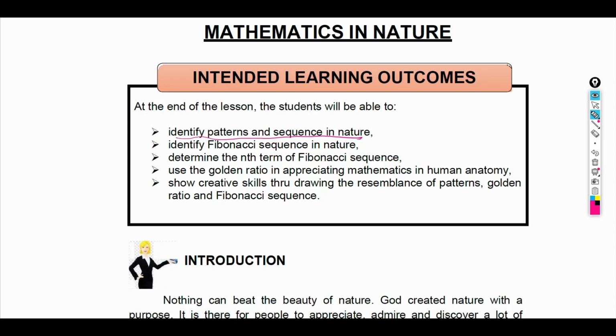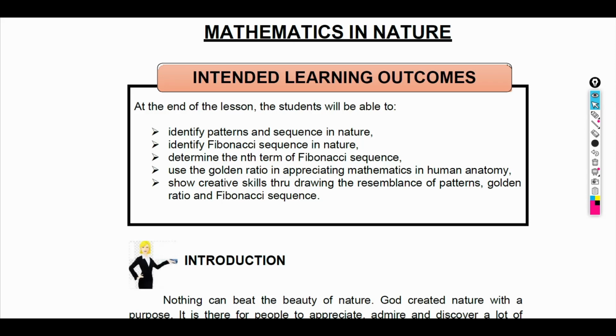And then, identify Fibonacci sequence in nature. Determine the nth term of Fibonacci sequence. Use the golden ratio. What is this golden ratio? We will find that out in the next modules, in appreciating mathematics in human anatomy. Okay? Show creative skills through drawing the resemblance of patterns, golden ratio, and Fibonacci sequence.